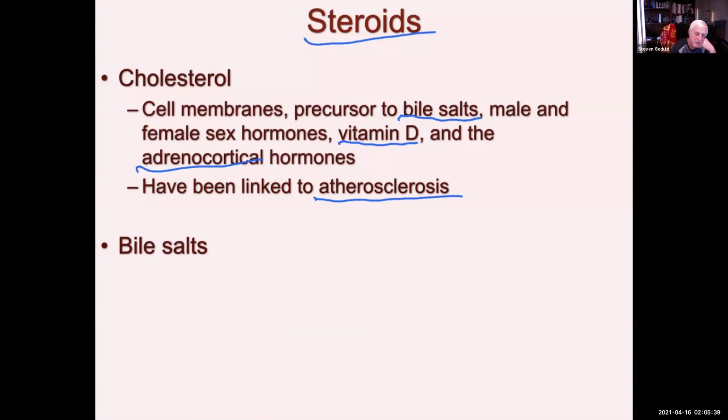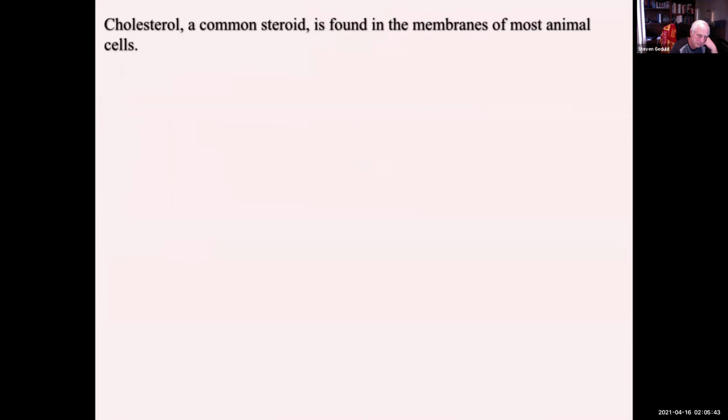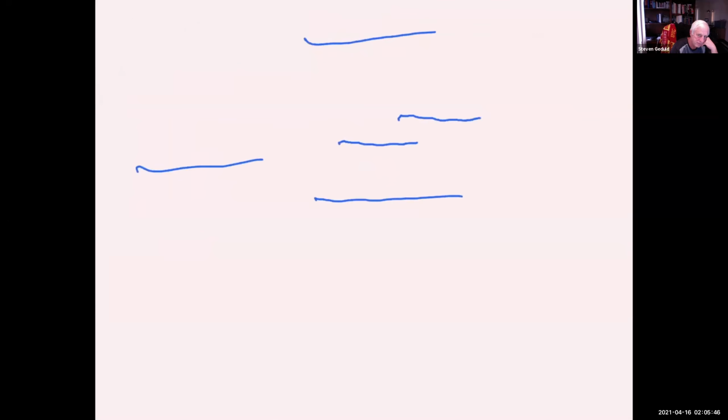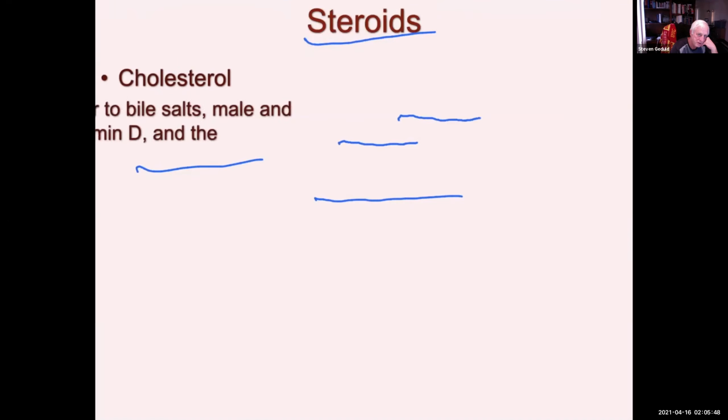And from the liver. I was just about to say, where are we? Oh, did it lose its connection?